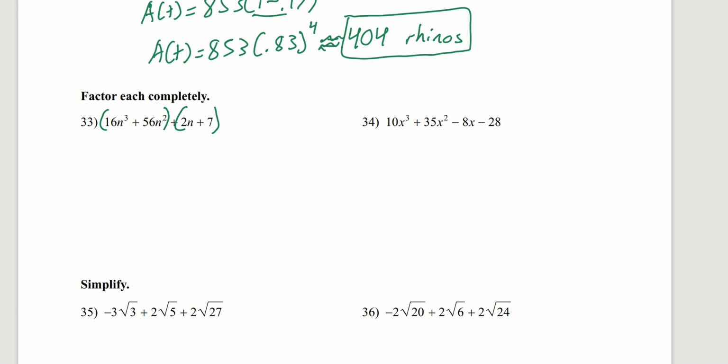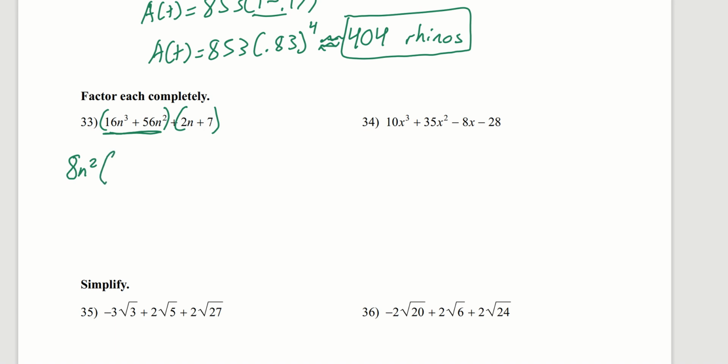And so if I had this type of problem, if I just look at the first group, between 16n cubed and 56n squared, the greatest common factor is actually 8. 2 goes into both of them, 4 goes into both of them, but 8 actually is the largest number that goes into both. And then what else do they both have? They both have a few n's, and at the very least, they both have 2 n's. So the greatest common factor is actually 8n squared.